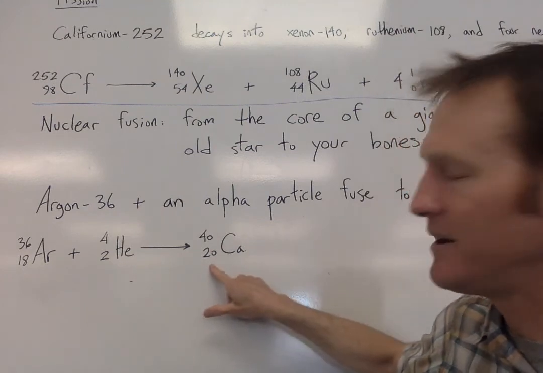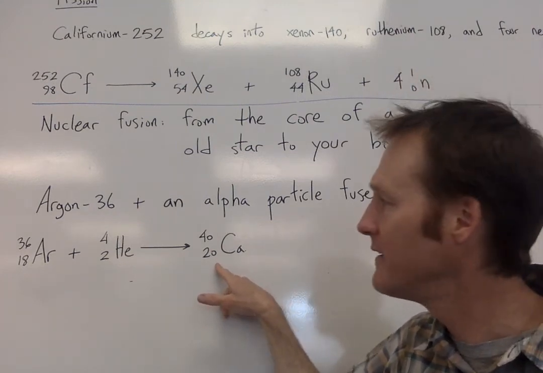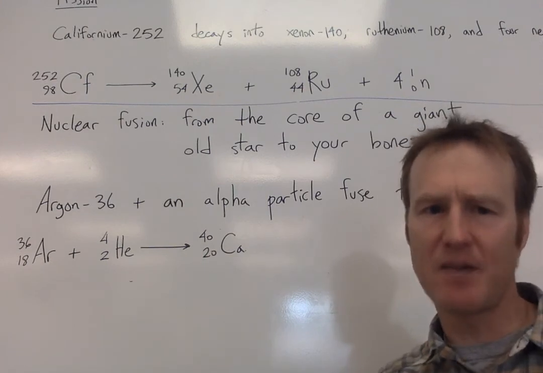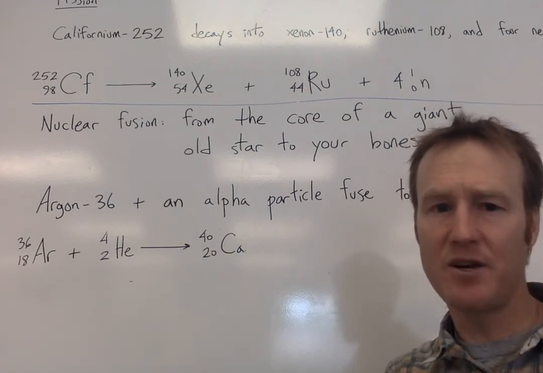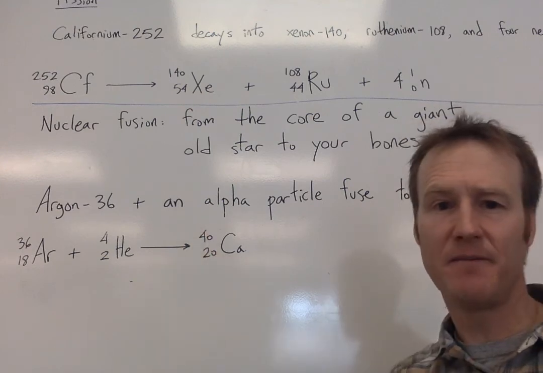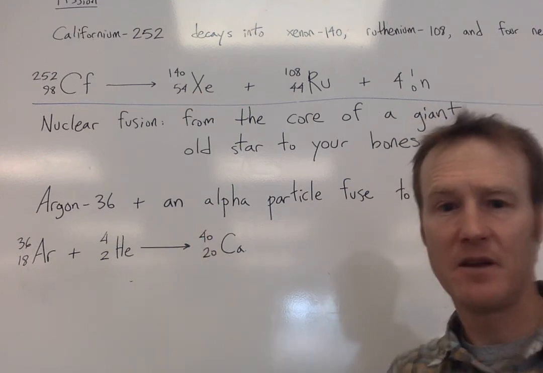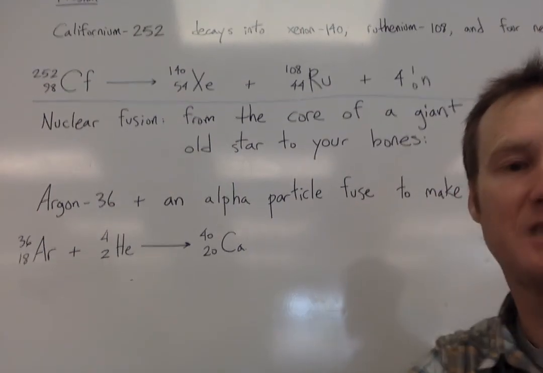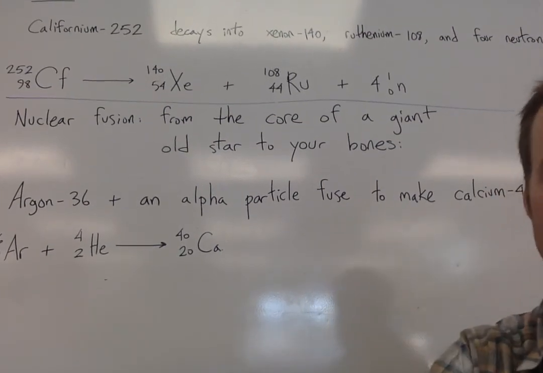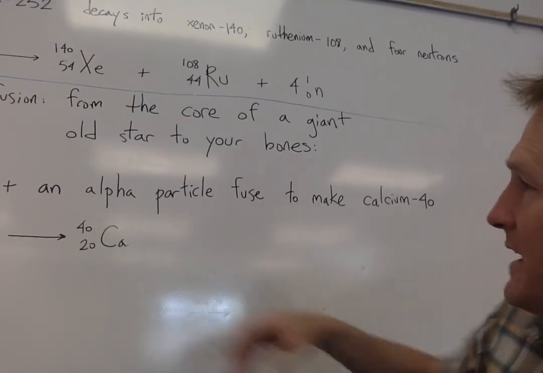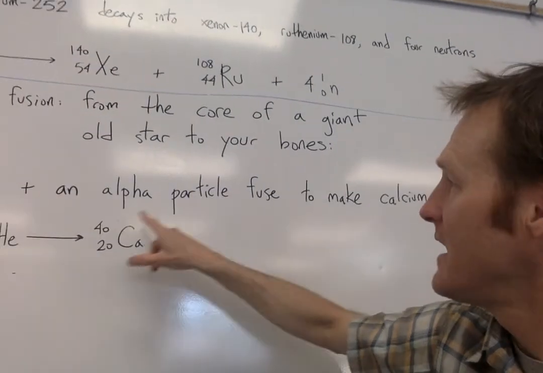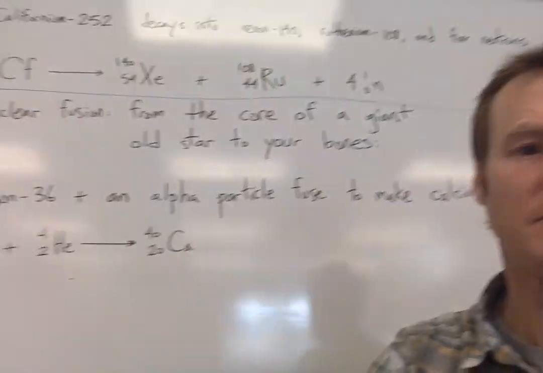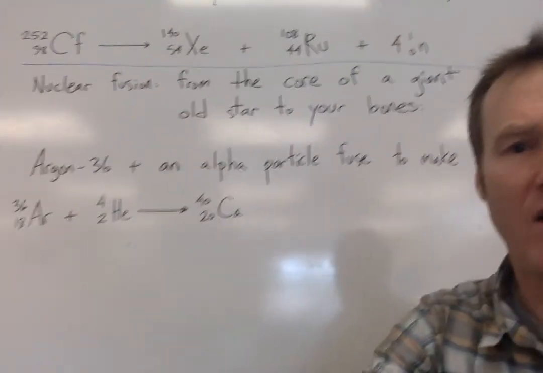18 plus 2 is 20. Oh, look, we just made element 20. 36 plus 4 is 40. So specifically, we didn't just make element 20. We made an element 20 nucleus that has a mass of 40. Calcium. Calcium-40 is the specific isotope that gets made in this situation. So what it says here is argon-36 and an alpha particle fused to make calcium-40. This is just one example of nuclear fusion.